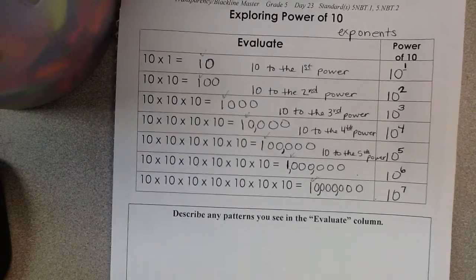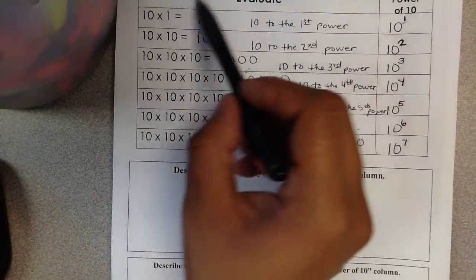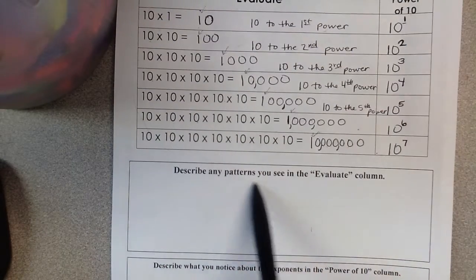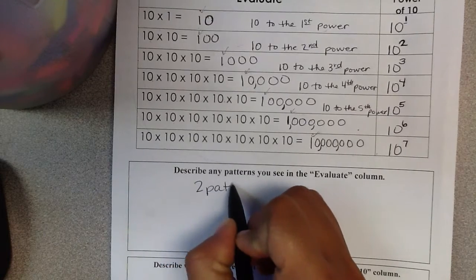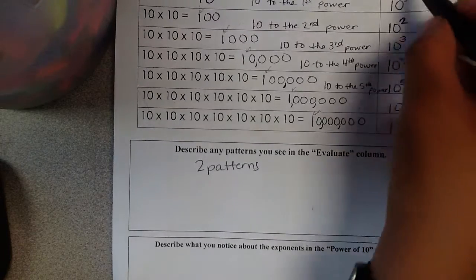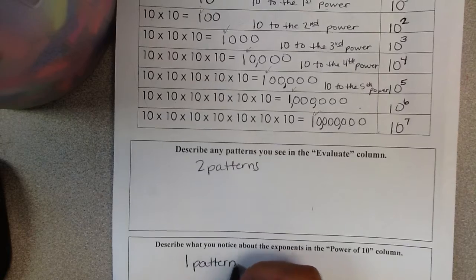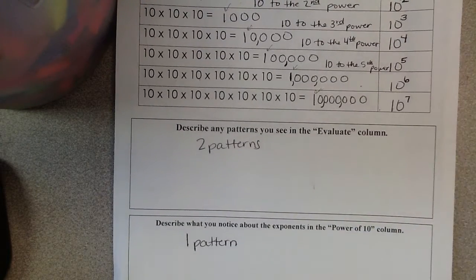Okay. I want you to pause the video and describe any patterns you see in this column. What patterns do you notice that we talked about? I discussed a few of them previously, but put in your own words at least 2 patterns you noticed in the evaluate column. And here, describe what you notice in the powers of 10 column. I want you to put at least 1 pattern you notice down here from this column that you see going down. Okay? You can pause the video to go ahead and do that.